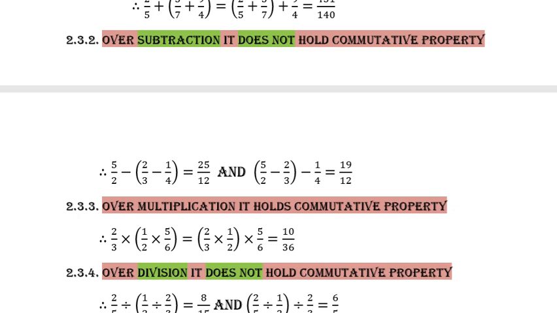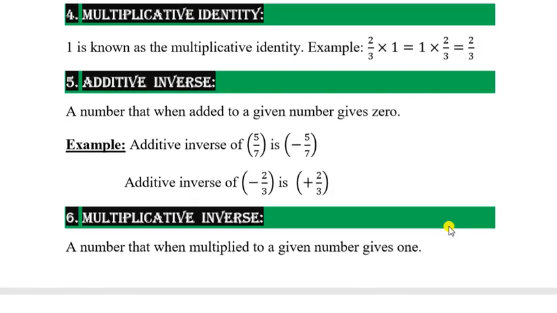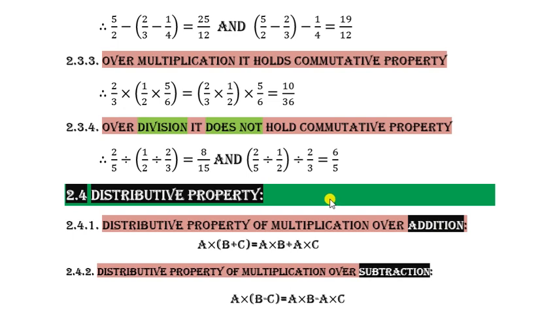But for multiplication, it holds the property. You can see easily that for multiplication it holds the property. Now for division, we will check here. This one and this one, the result is different. You can see the result is different, 8 by 15 and here 6 by 5. That means for division it does not hold the property.